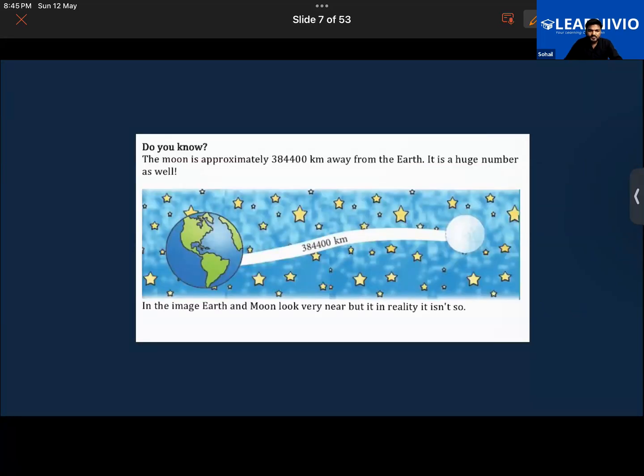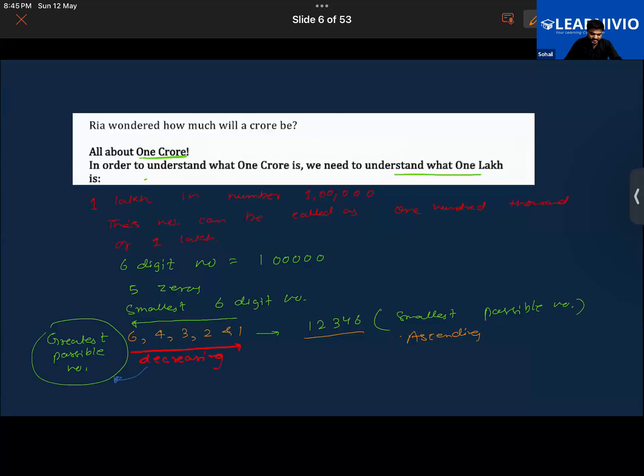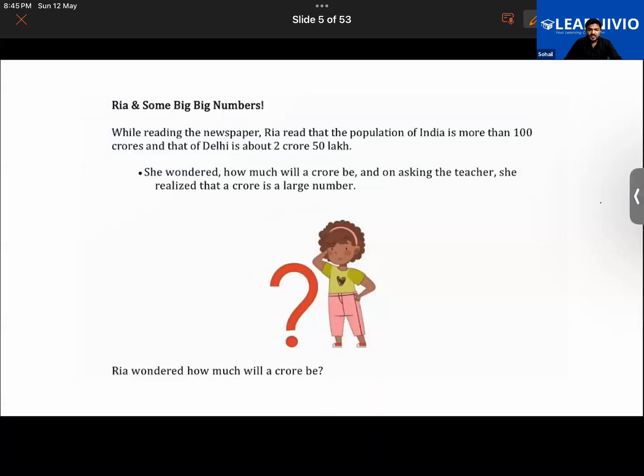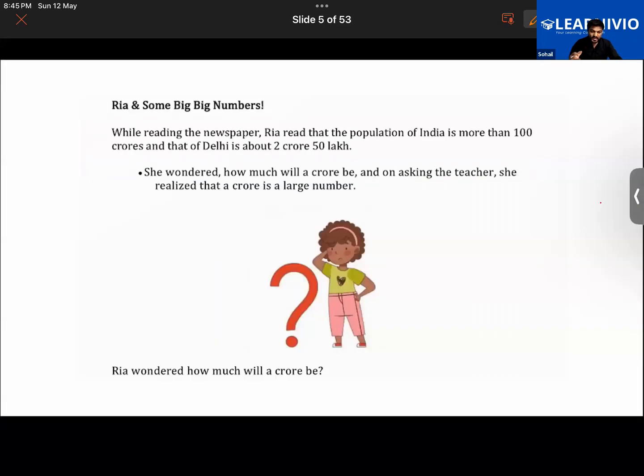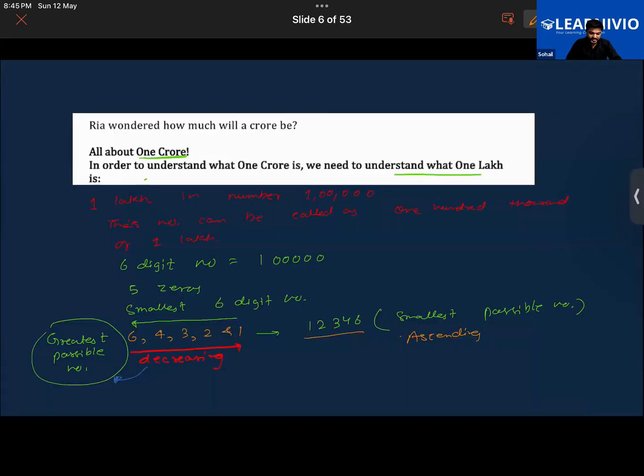Okay. No? Then in the beginning, as I said, you'd be coming across different large numbers. Like Ria said that the population of India is more than 100 crores, or that the population of Delhi is about 250 lakh. These are some big numbers. So she is wondering how much a crore will be. So right now we are discussing that thing.